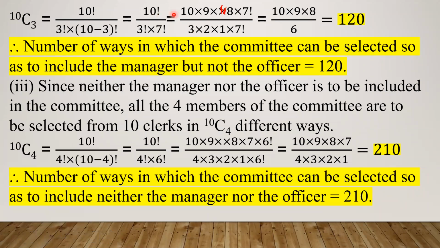So 10 factorial is 10 into 9 into 8 into 7 into 6 into 5 up to 1. I can write it as 7 factorial. Why? Because in the denominator there is 7 factorial. So I also have to keep on checking the denominator.